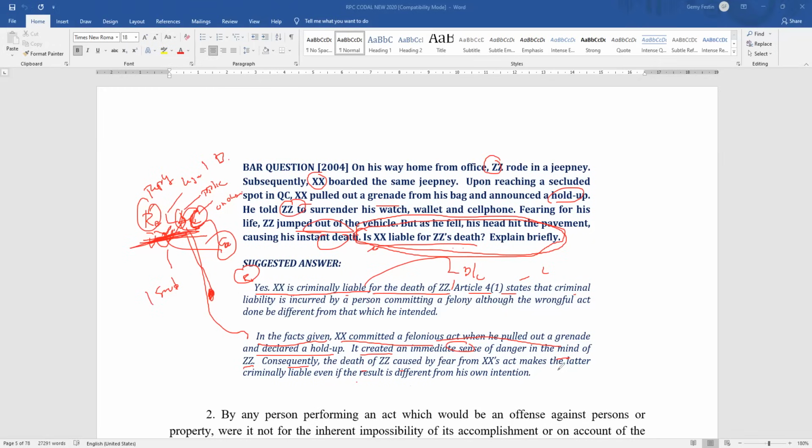Sabi niya dito, it makes the latter criminally liable even if the result is different from that which is his own intention. It's the same. Nirephrase mo lang. Now, you could do away with the conclusion if you want to, basta meron kang legal basis and application. But if you have time naman, if you want to impress the examiner, hindi ka kapos sa oras, then i-follow mo lahat yan. You will be given full credit for this one.